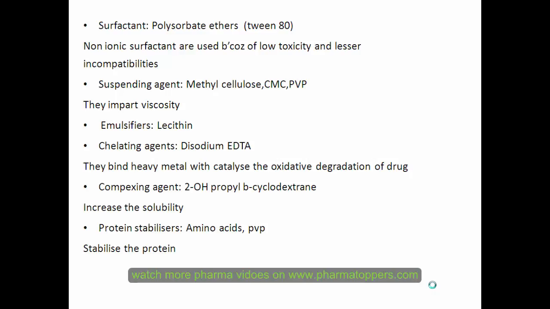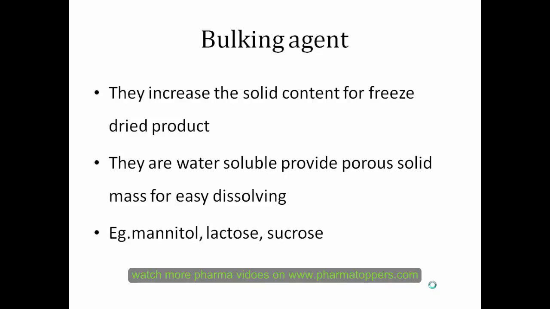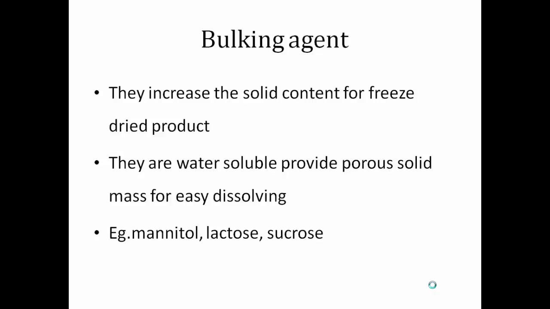Coming to the complexing agent, 2-hydroxypropyl beta-cyclodextrin is used to increase the solubility. Protein stabilizers, that is amino acids and polyvinyl pyrrolidone, are used to stabilize proteins. And the last one is bulking agent. We need bulking agents because they increase the solid content of the freeze-dried product, and they are water soluble and provide a porous solid mass for easy dissolving. The bulking agent can also add to the strength of the cake formed after freeze drying. The commonly used bulking agents are mannitol, lactose, and sucrose.